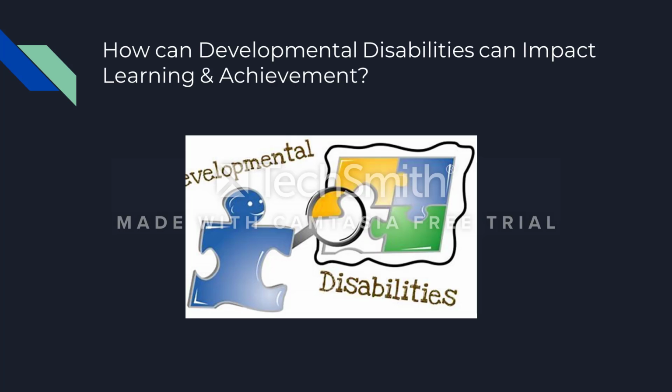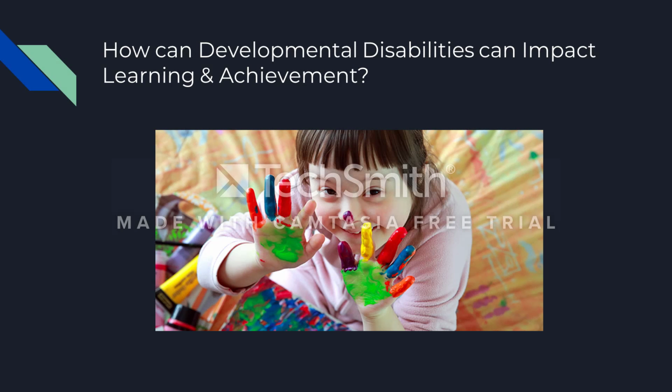When discussing how developmental disabilities can impact learning, it's important to remember that developmental disabilities are severe long-term problems. They may be physical, such as blindness. It may affect mental health, such as learning disabilities. Or the problem could be both mental and physical, such as Down syndrome.